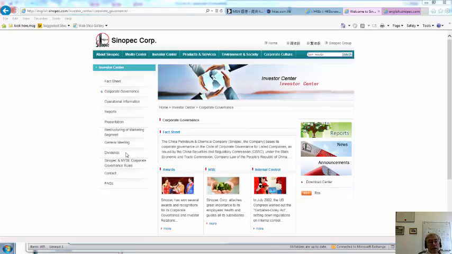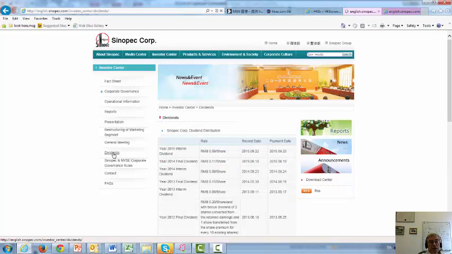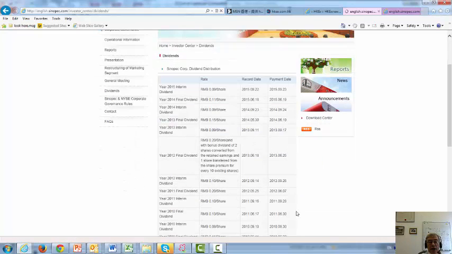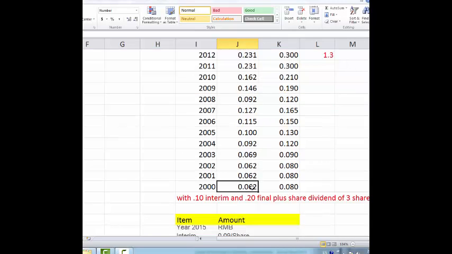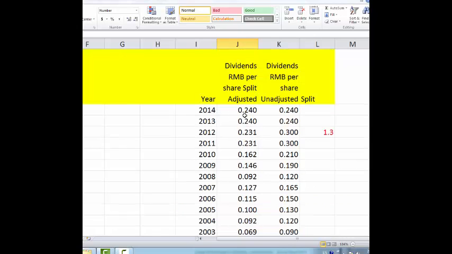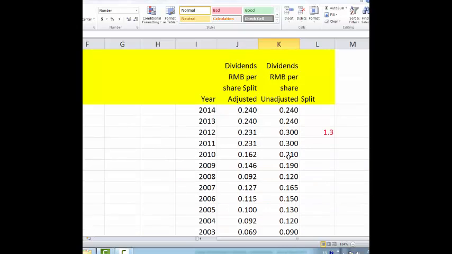Like most publicly traded companies, Sinopec Corporation publishes information about its past dividends, so we can look at its entire dividend history. I summarize the payout of dividends for Sinopec. 2000 is the first year for which we have dividend information, and 2014 is the last year. The dividends ranged on a per share basis from 8 fen per share up to 24 fen per share.